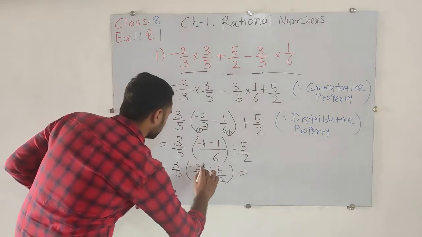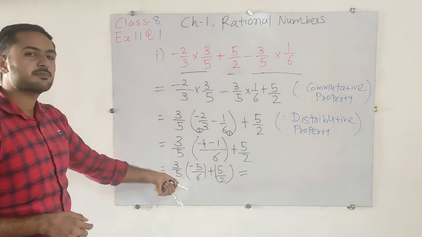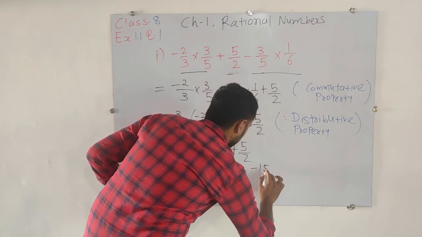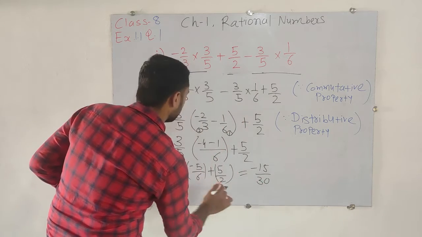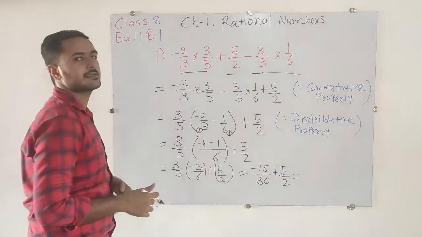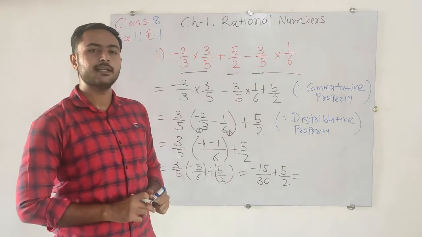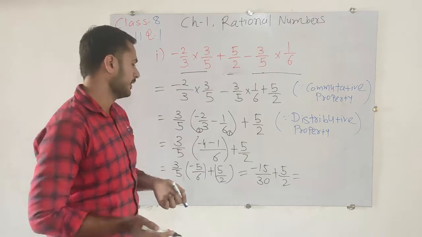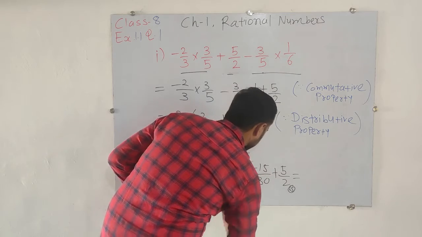This is a bracket and here is also a bracket. Now first of all we will multiply this. So 3 into 5, that is minus 15, divided by 5 sixes are 30, plus 5 by 2. Again we need to take the LCM of the denominators, 30 and 2. That is 30, because 30 ones are 30 and 15 twos are 30. So I just need to multiply 15 with 2 and 30 with 1.